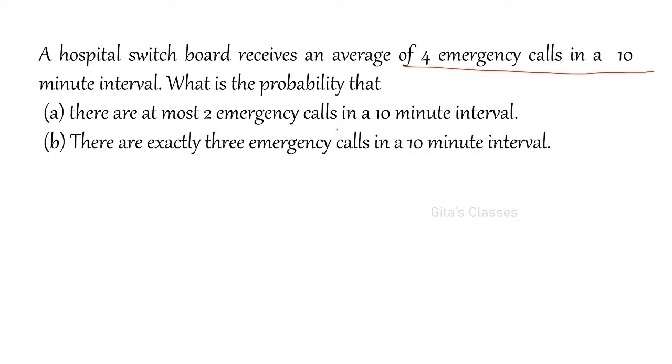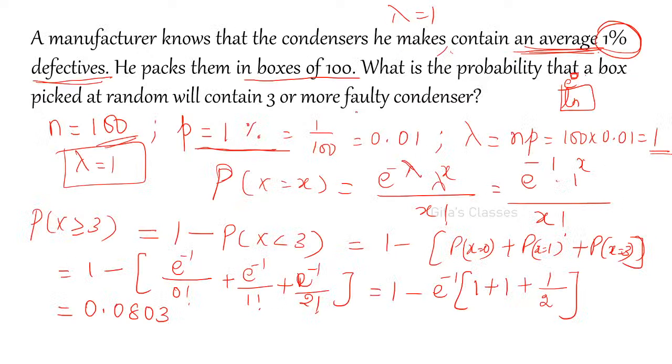Yes, Uma Reddy is correct. Kirtika, you will take 1 minus P of x. See, it will contain 3 or more faulty condensers. That's what they asked, Kirtika. Picked at random will contain 3 or more. They have given 3 or more. That is, P of x greater than or equal to 3 is asked.